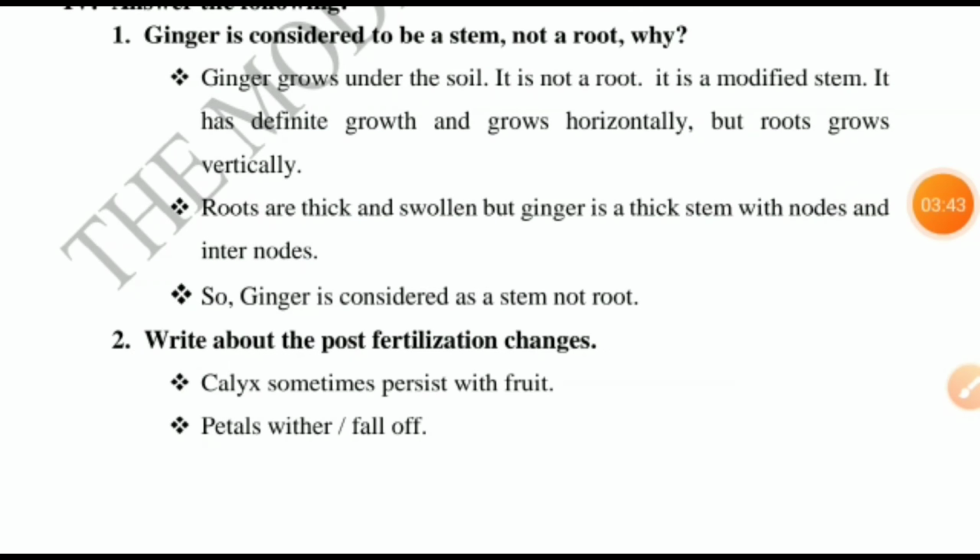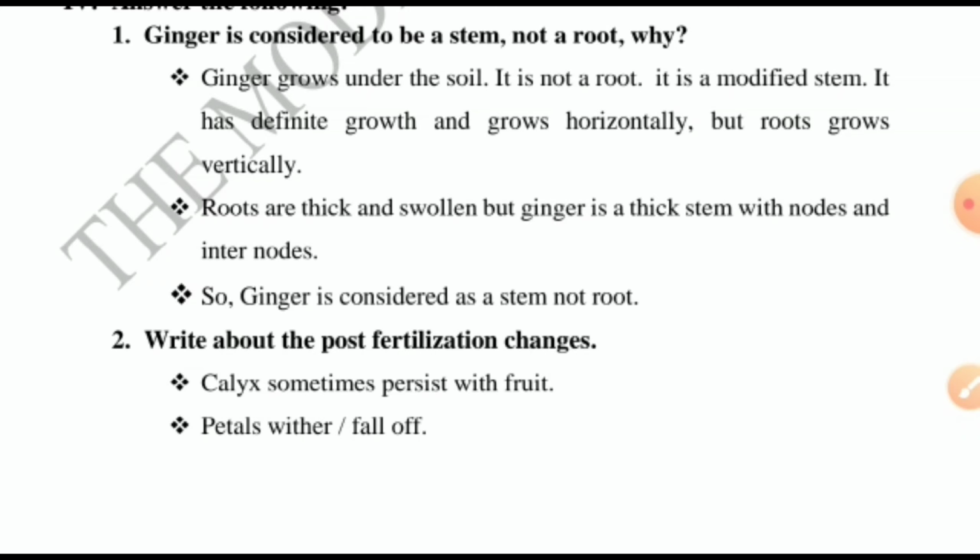Next question: ginger is considered to be a stem, not a root. Why? Ginger grows under the soil, but it is not a root. It is a modified stem. It has indefinite growth and grows horizontally, but roots grow vertically. Roots are thick and swollen, but ginger is a thick stem with nodes and internodes. So ginger is considered a stem, not a root.